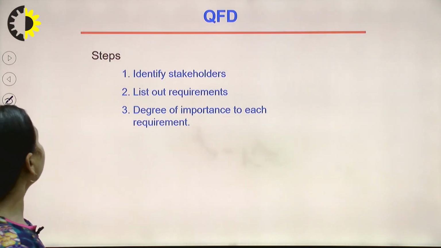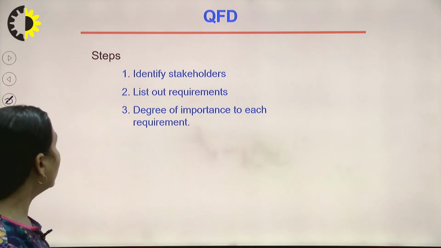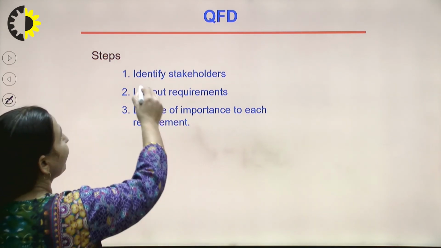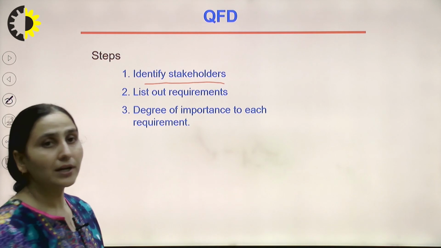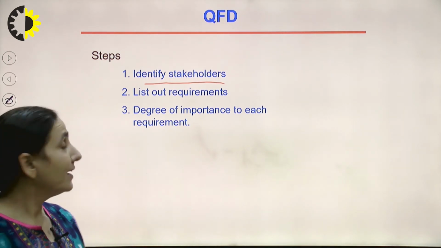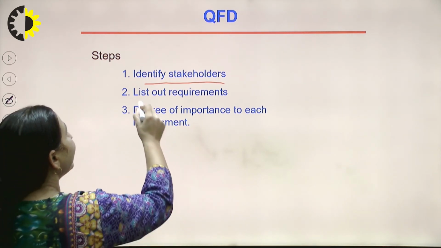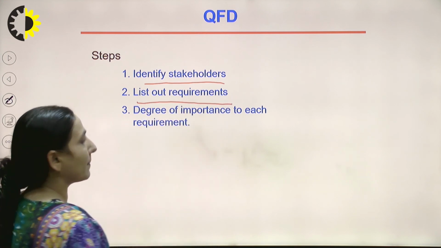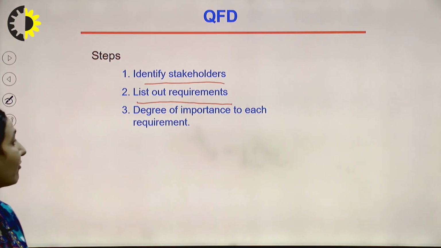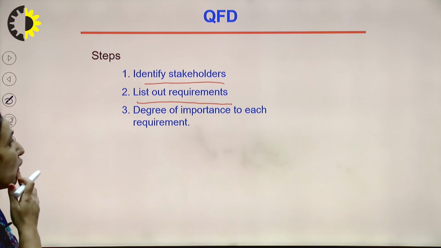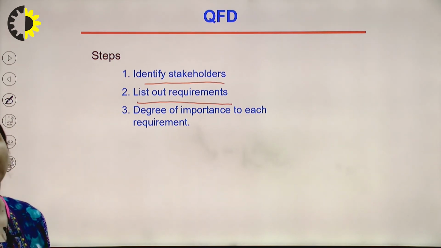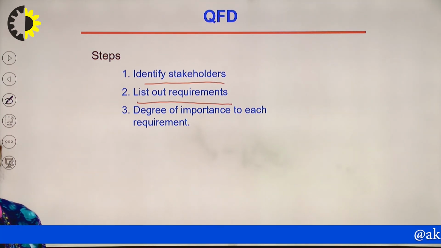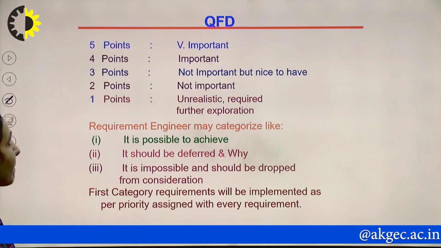Then again, there are different steps that need to be followed. First, we need to identify the stakeholders. The stakeholders need to be properly identified. Once they are identified, then list out the proper requirements. What are the different requirements? And third is the degree of importance of each particular requirement. How important a particular requirement is.